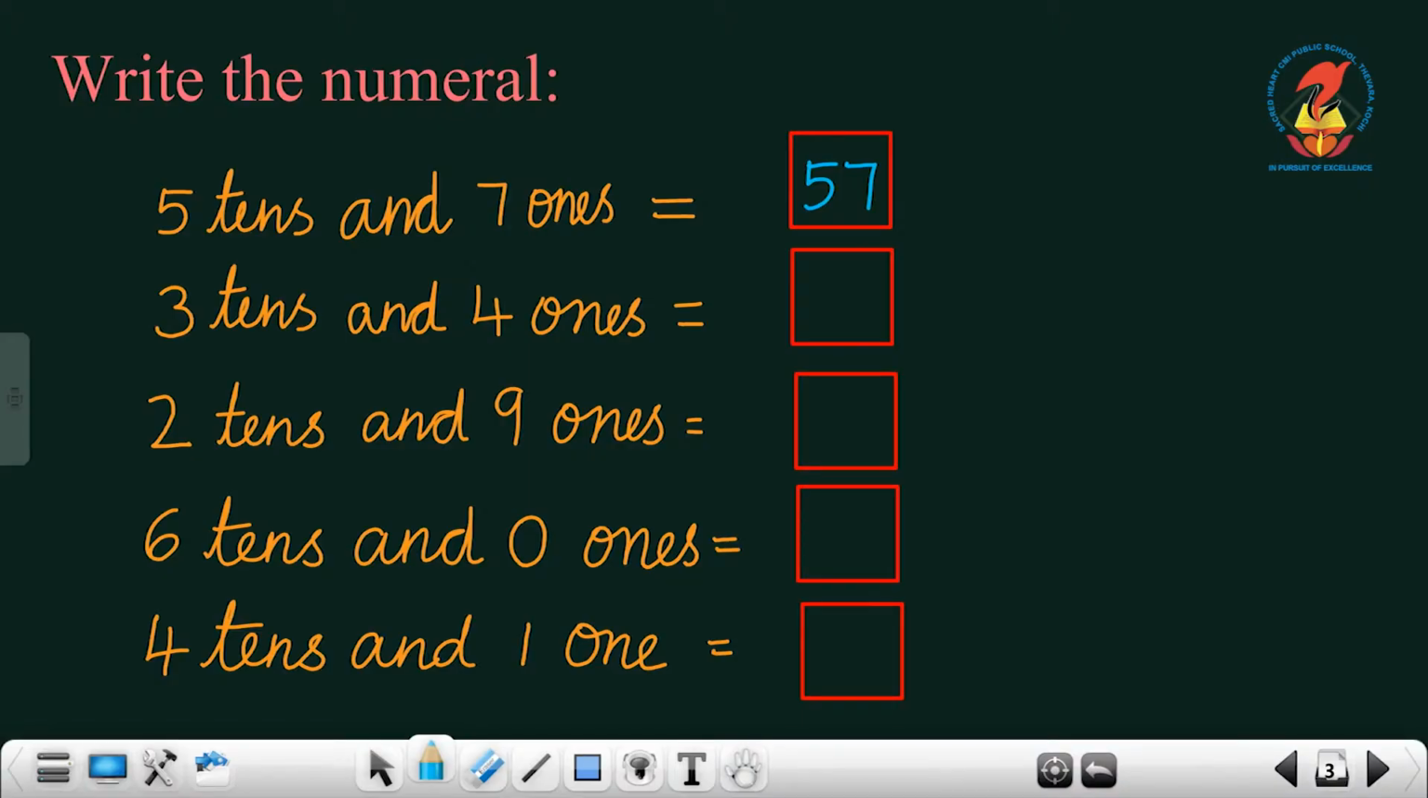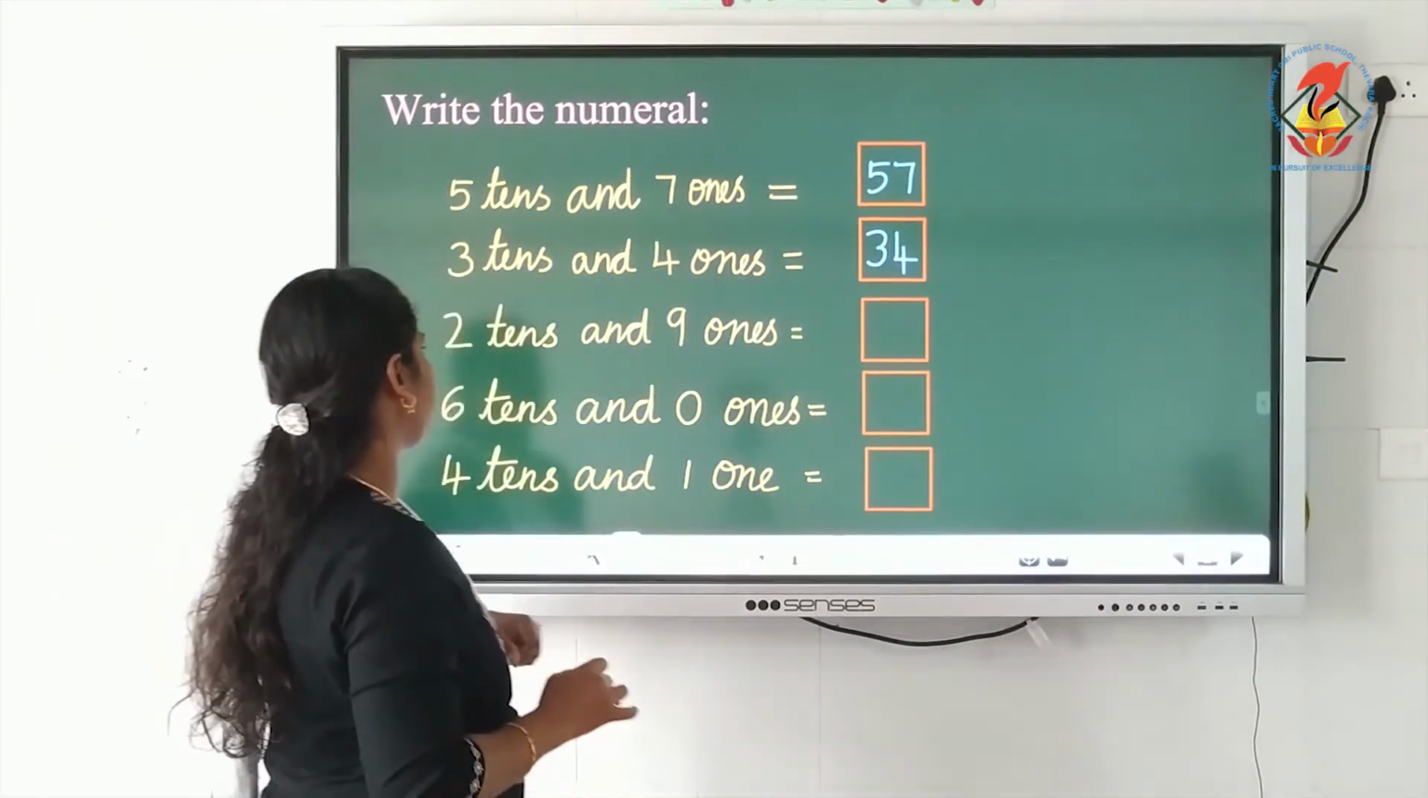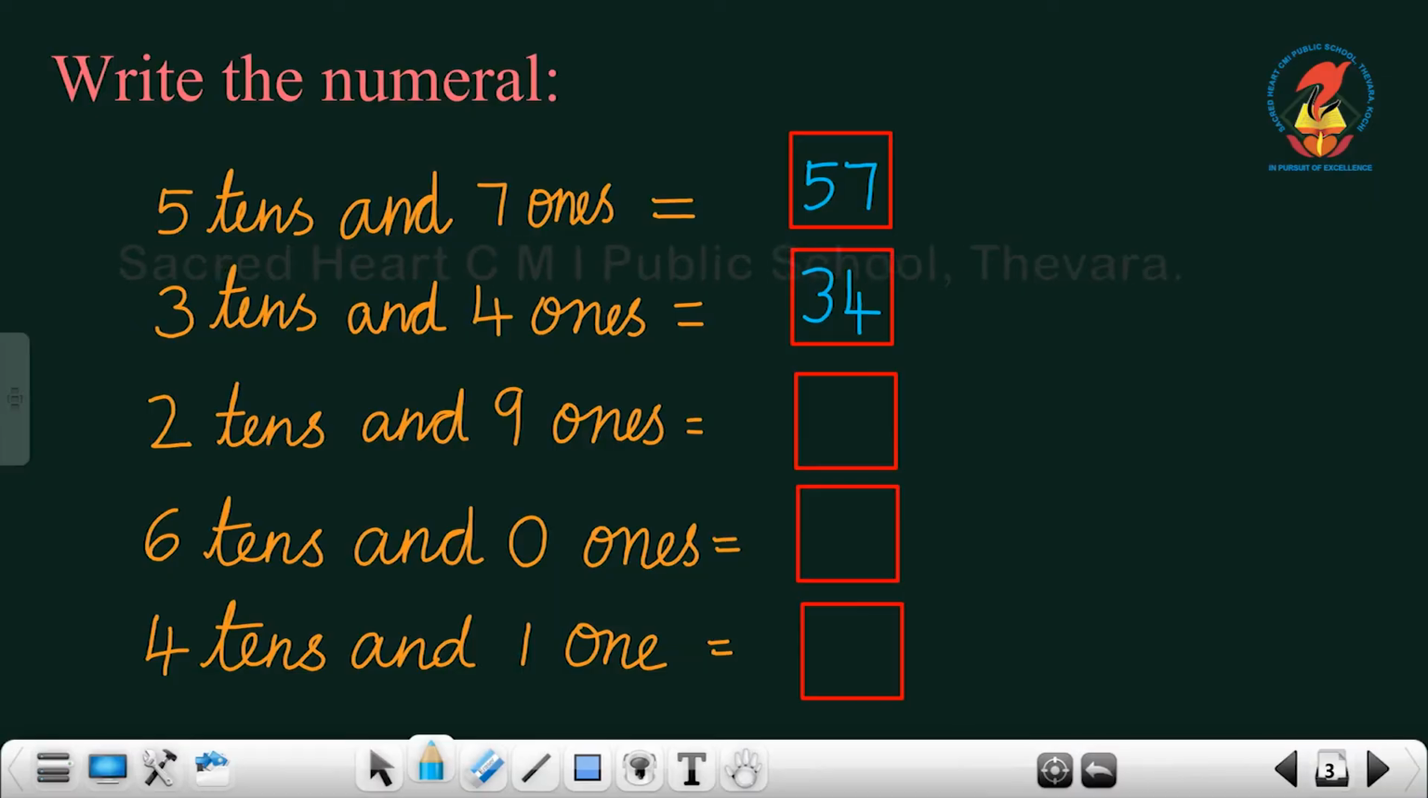Now look at the second question. 3 tens and 4 ones. How many tens? 3 tens. So at tens place we will write 3. And how many ones? 4 ones. So ones place we will write 4. So what is the number children? 34.